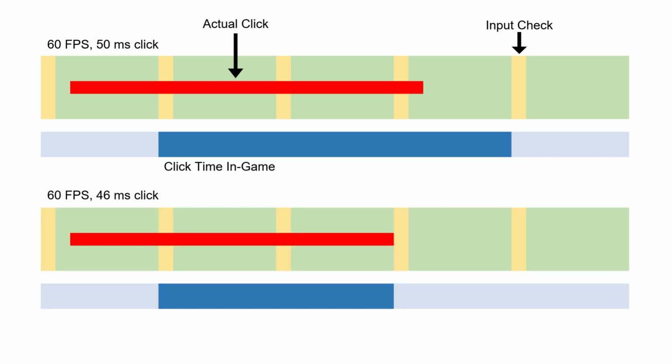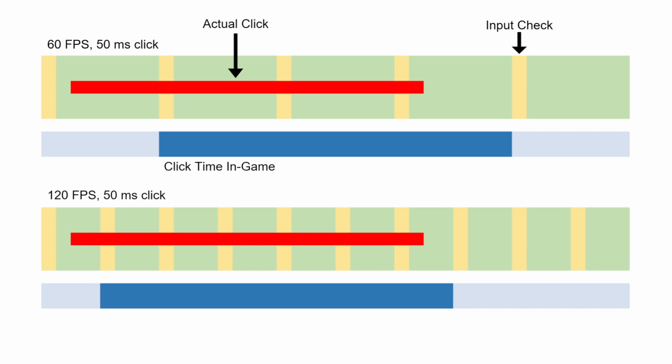You can also imagine what would happen if we reduce the click length to 46 milliseconds. Before, the player's input was counted for 3 frames, but now, despite only being slightly shorter, the position of the click relative to the input checks cause it to last for only 2 frames instead of 3.